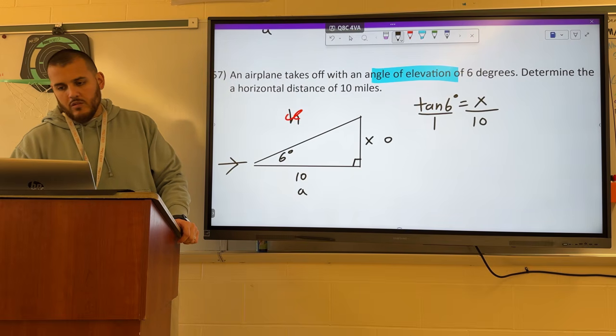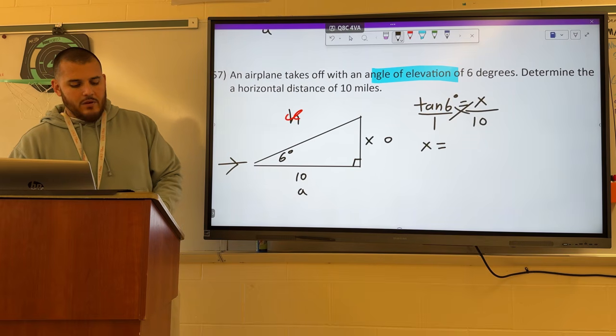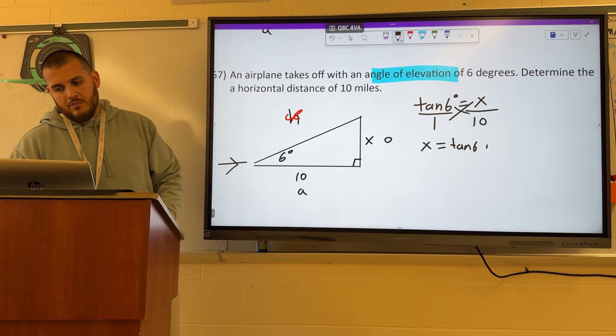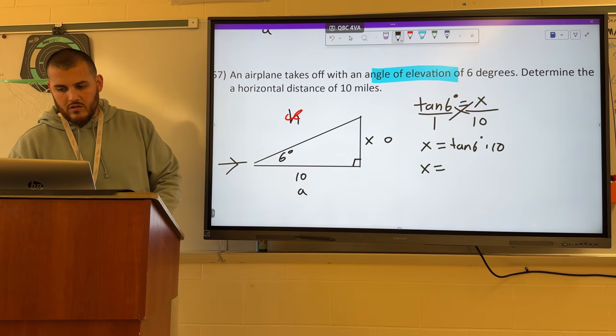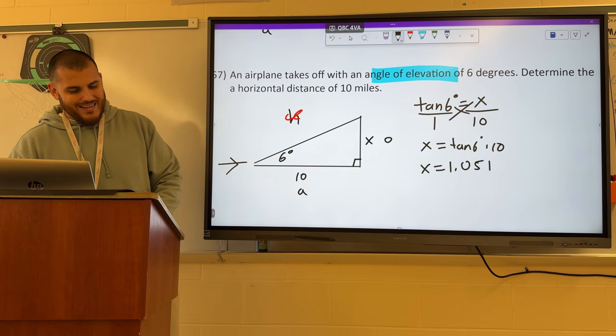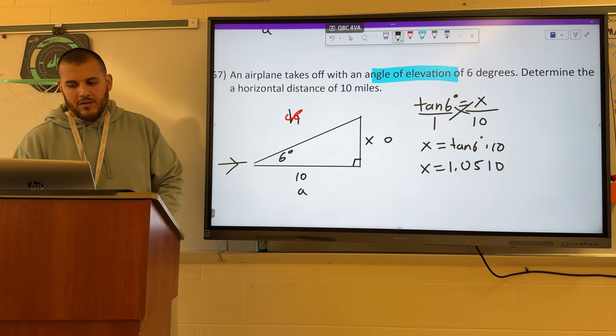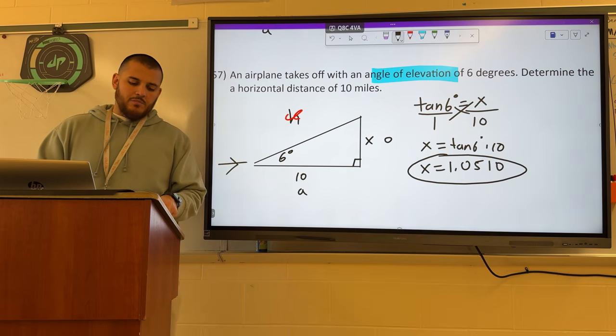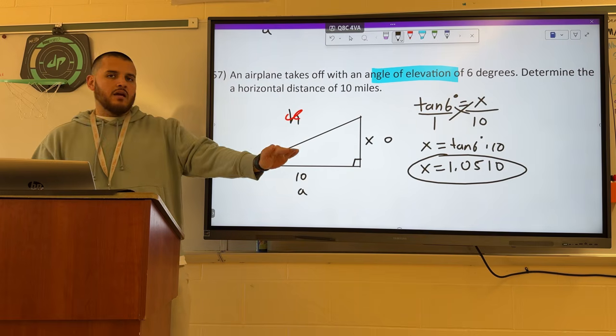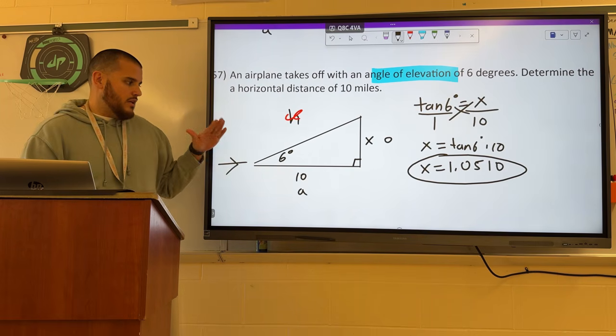Again, we just turn this into a proportion, cross multiply and solve. 1 times x is x. Then we have the tangent of 6 degrees times 10. And the tangent of 6 degrees times 10 is equal to about 1.0510 miles. That's how high up that plane would be after 10 miles of horizontal travel if the angle of elevation is 6 degrees.